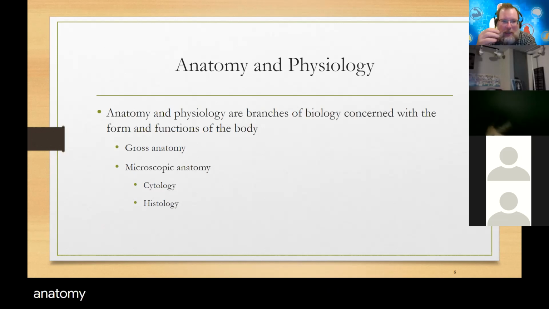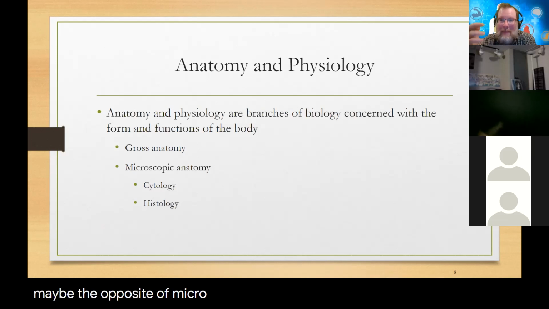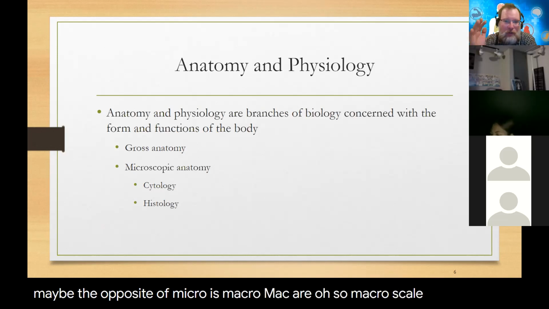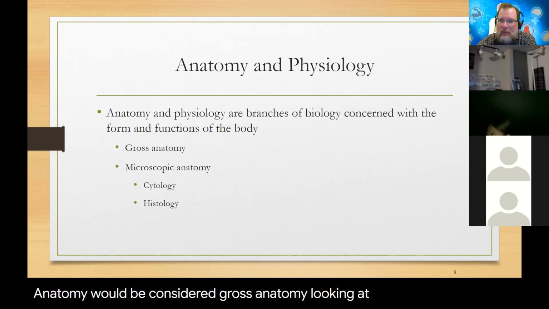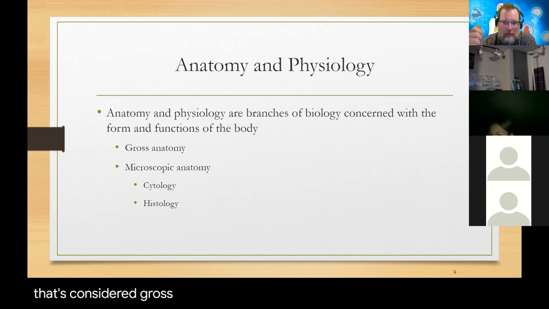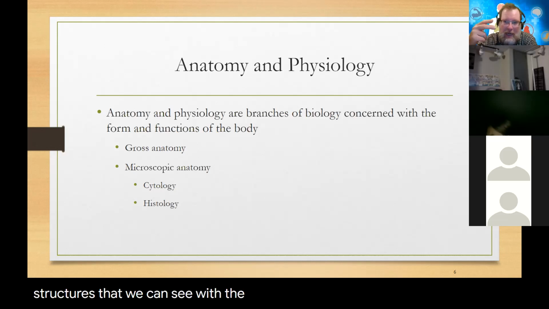Gross anatomy is going to be focused on big or large scale. The opposite of micro is macro, M-A-C-R-O. So macro scale or large scale anatomy would be considered gross anatomy. Looking at an X-ray or an MRI is considered gross anatomy because those images are showing us large structures that we can see with the naked eye.